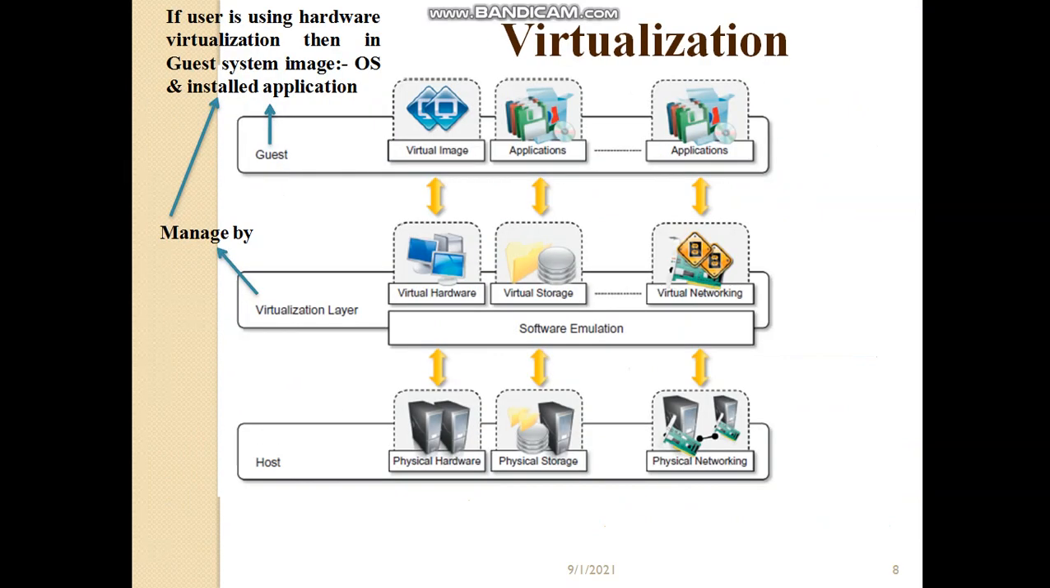The next is virtualization. We all know what virtualization is. Let's say there is one user using the Windows operating system on their physical machine, but they want to use the Linux operating system, which is not suitable for their physical machine. So they can use that Linux operating system virtually. For virtually using the Linux operating system, there is a system image, and that system image contains the OS and all related applications.